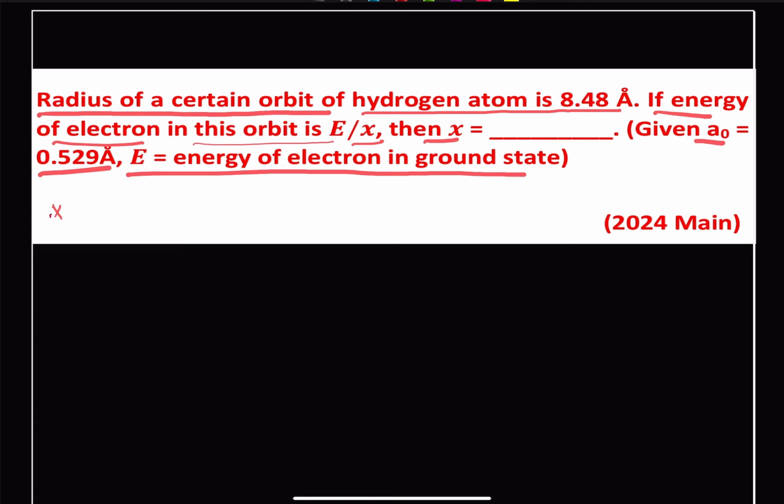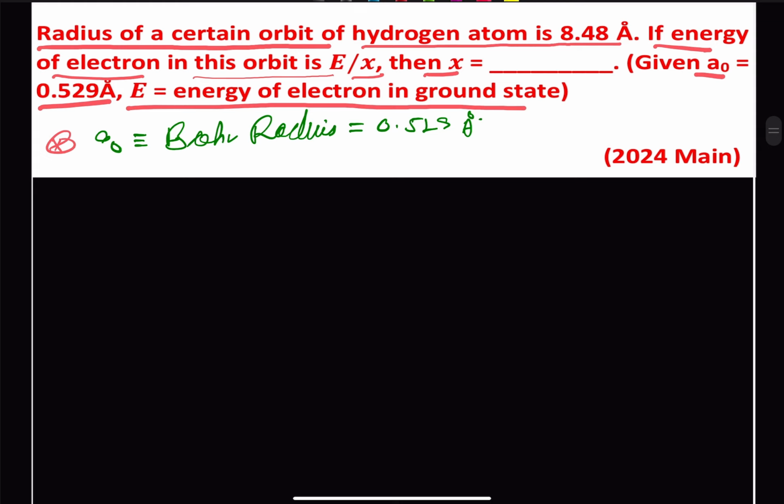So we can say that A naught is our Bohr radius, and its value is given to us as 0.529 angstrom, and E is the energy in the ground state, which is minus 13.6 electron volt. And we have to find out what will be the value of x.